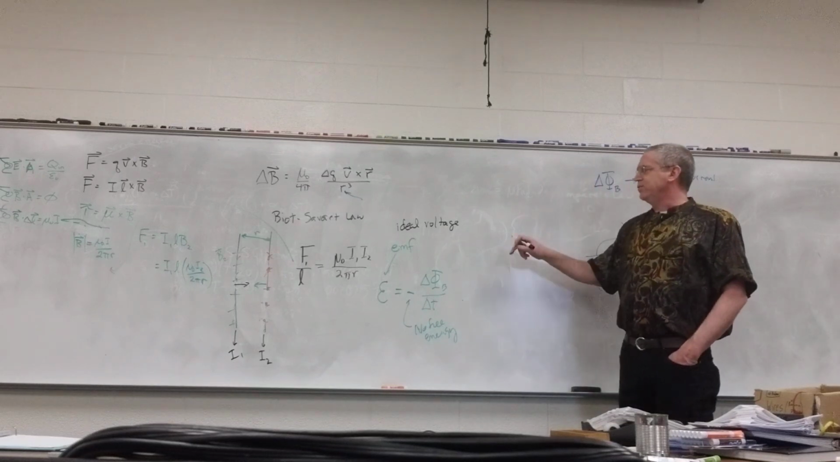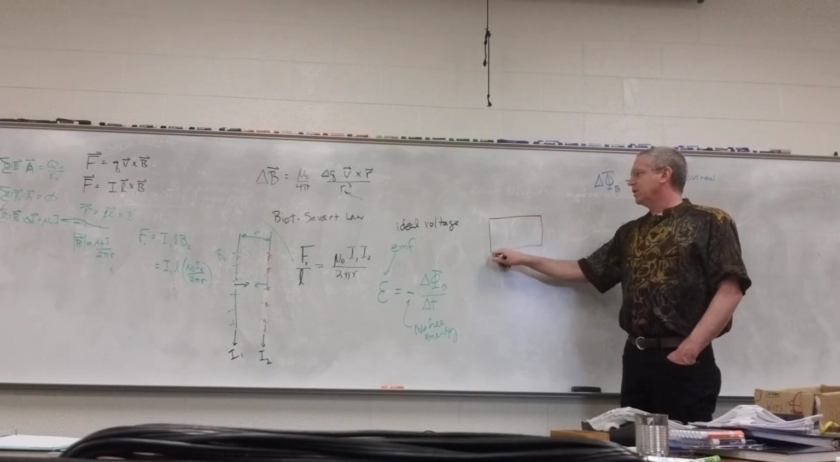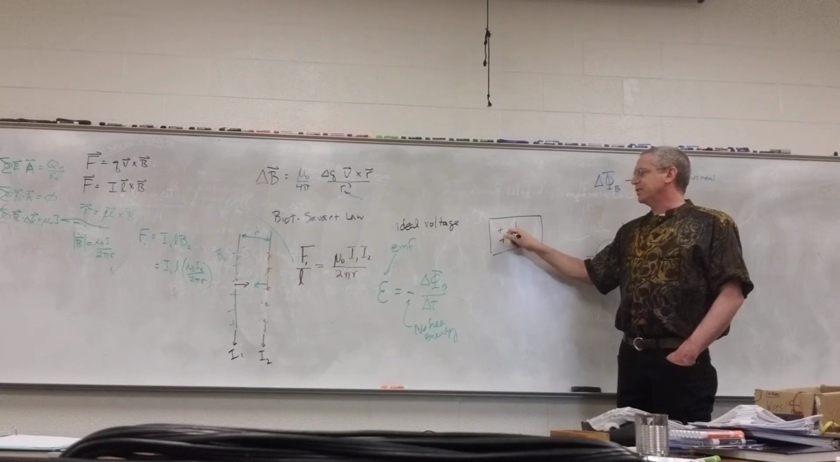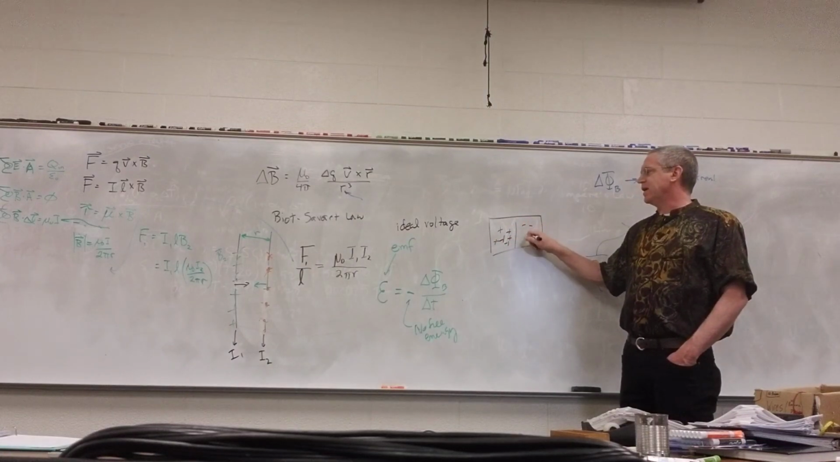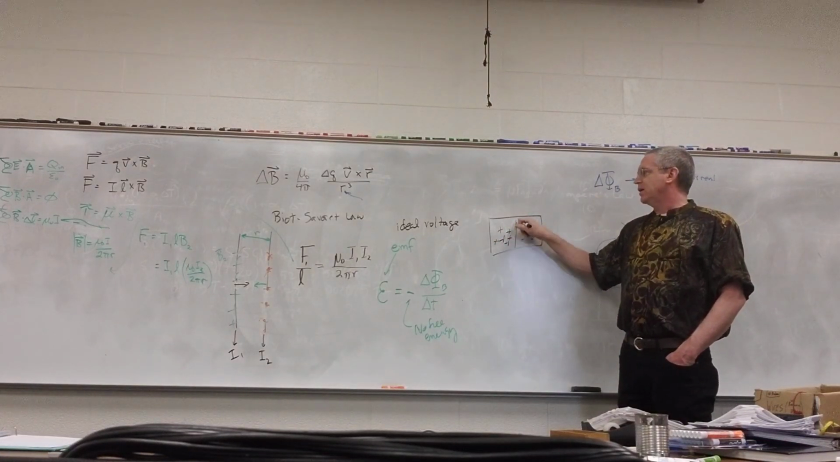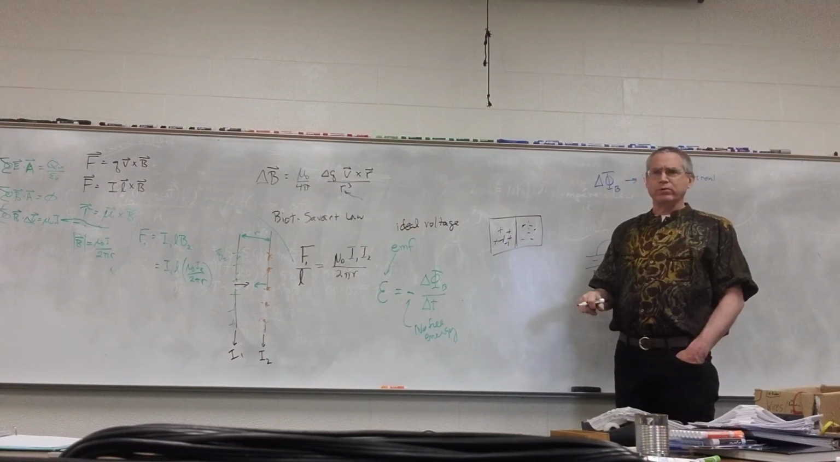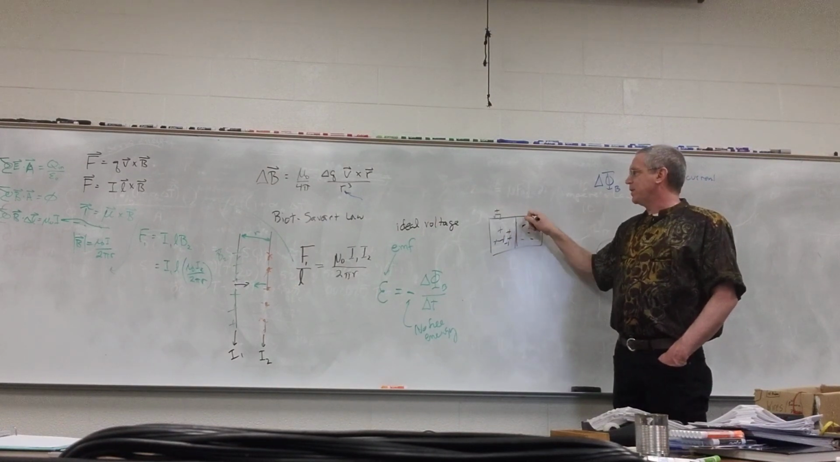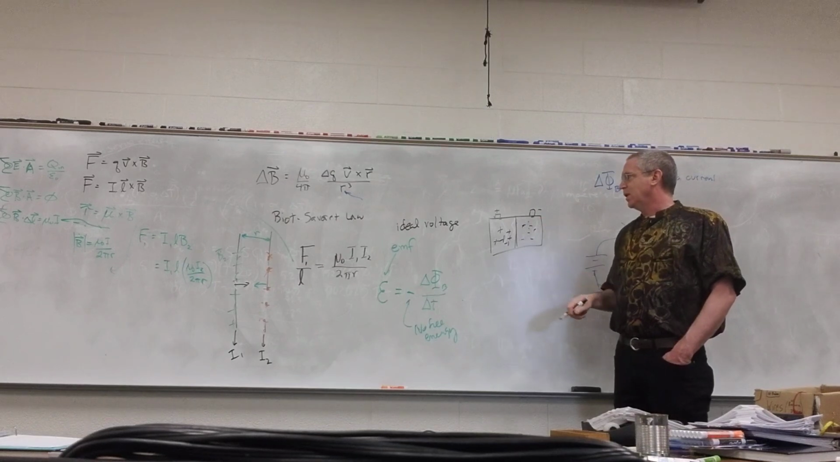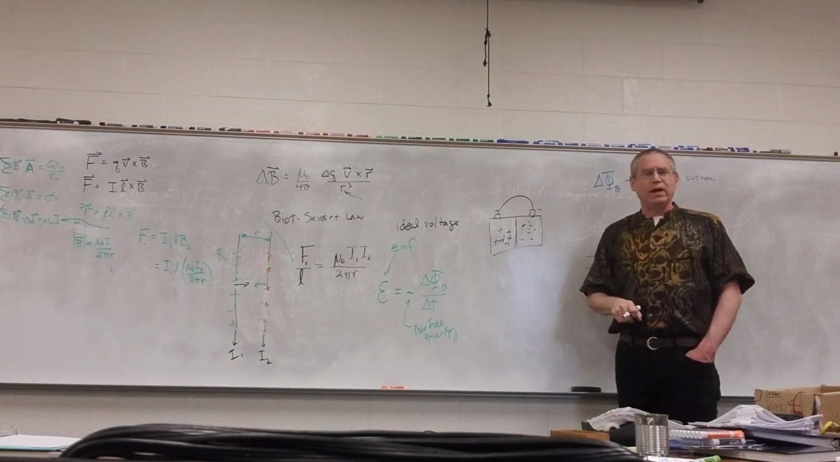And when I say ideal voltage, if I have a battery here, I've got a bunch of positive ions on one side and negative ions on the other side. I've got some barrier preventing them from going through, and then I have two leads, a positive lead and a negative lead. If I connect something to it, I will get current flow.